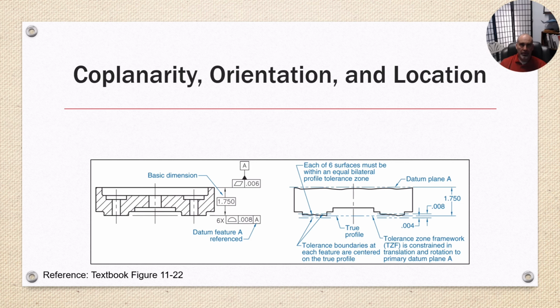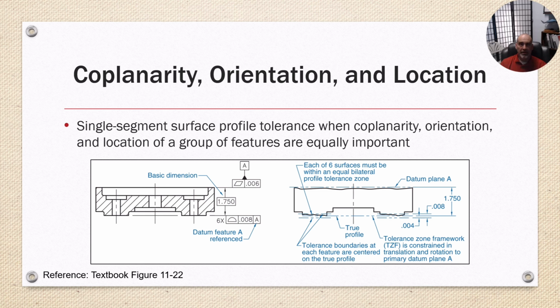So coplanarity, orientation and location, single segment surface profile tolerance when coplanarity, orientation, and location of a group of features is equally important. So here they're showing a bunch of different features, and they're controlling the profile in reference to a flat plane, which is datum A, and the features on the top of the part need to be within 8,000ths form of each other.